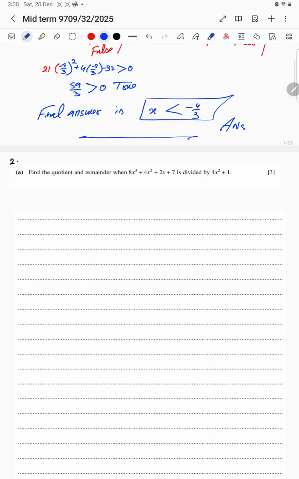Now go for the next question. Very lollipop kind of question. Find the quotient and the remainder when this one is divided by this. This is taken from the polynomial as well. We need to divide this 8x cube plus 4x square plus 2x plus 7 by 4x square plus 1.